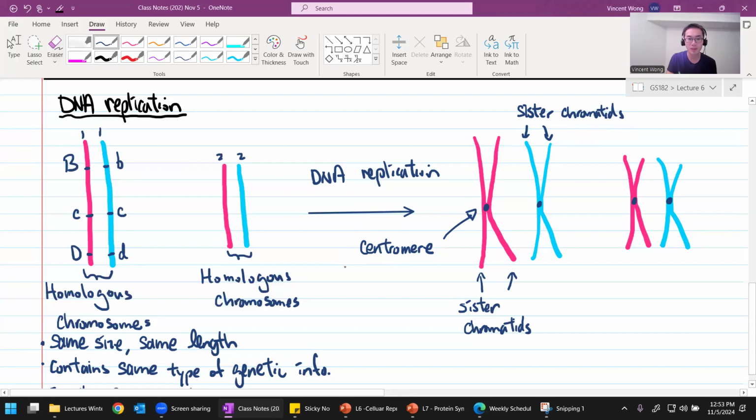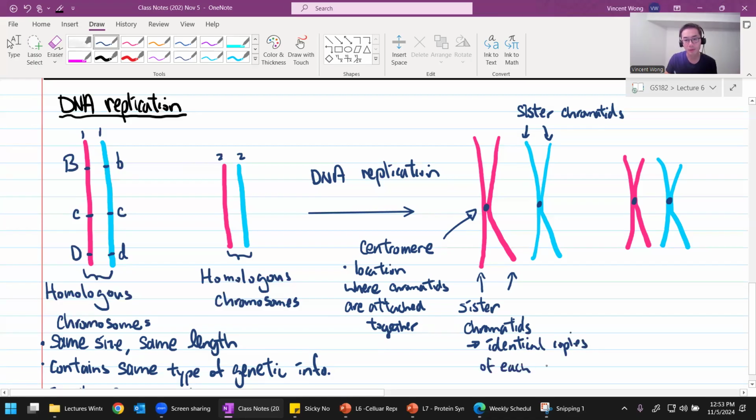Okay, so centromeres, that's the location where chromatids, sister chromatids, are attached together. And sister chromatids are identical copies of each other. So just some new terminologies here.